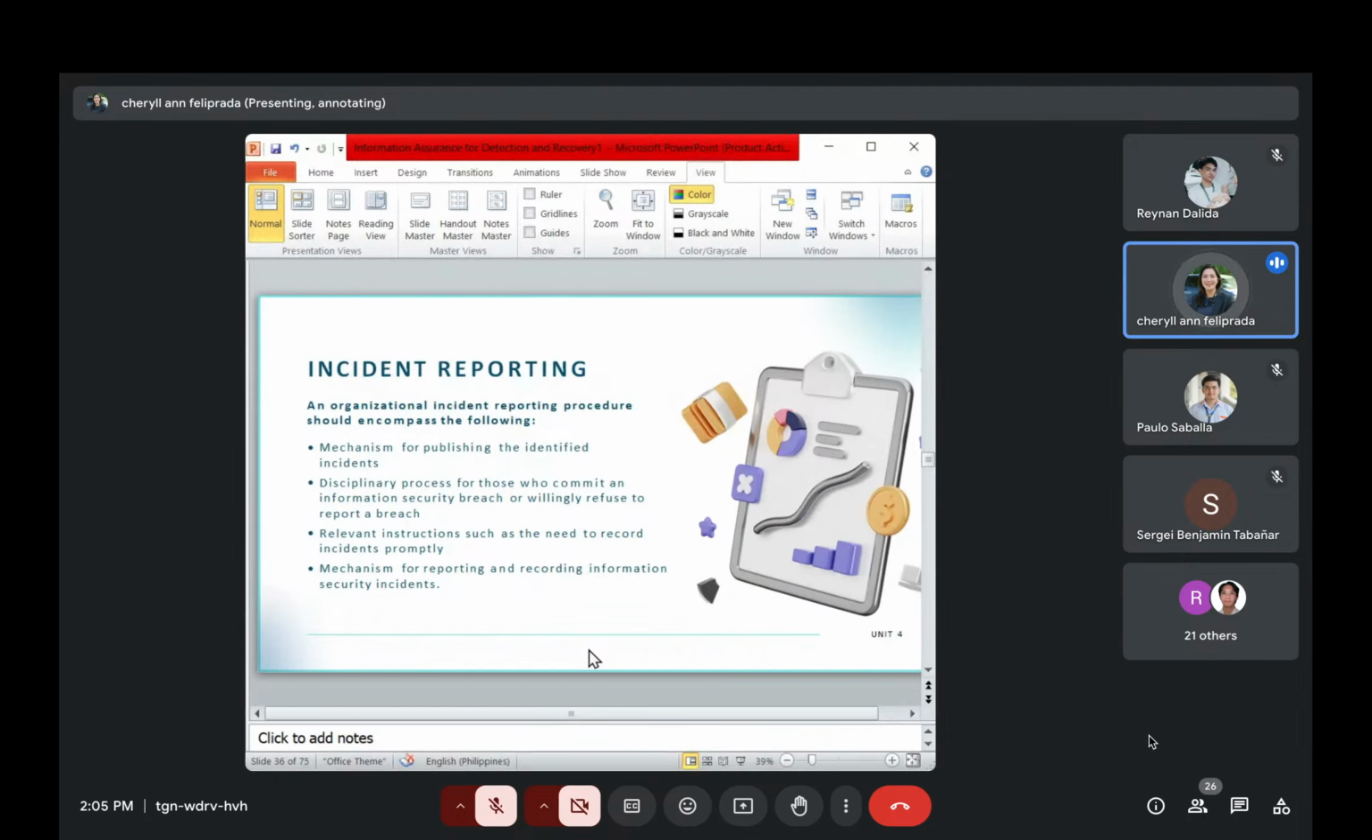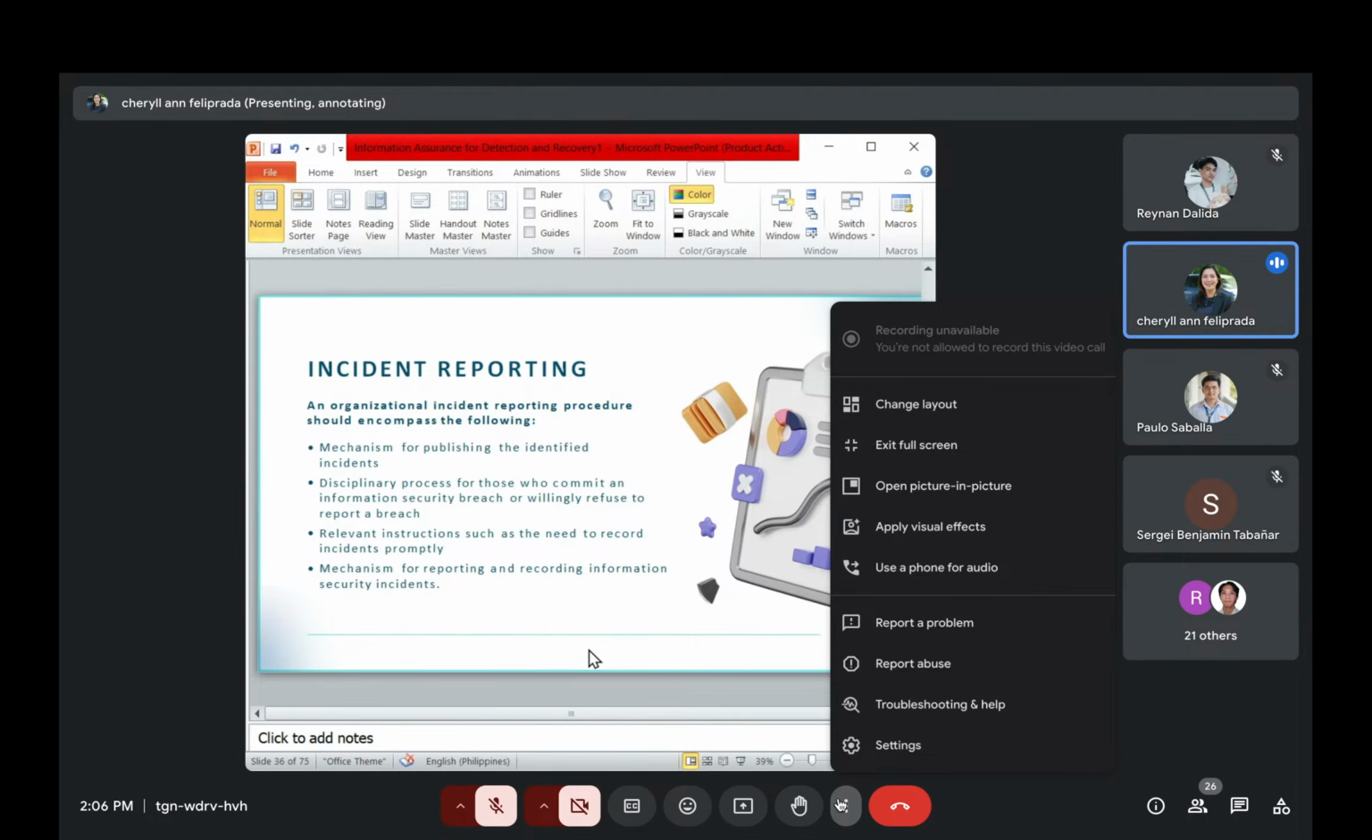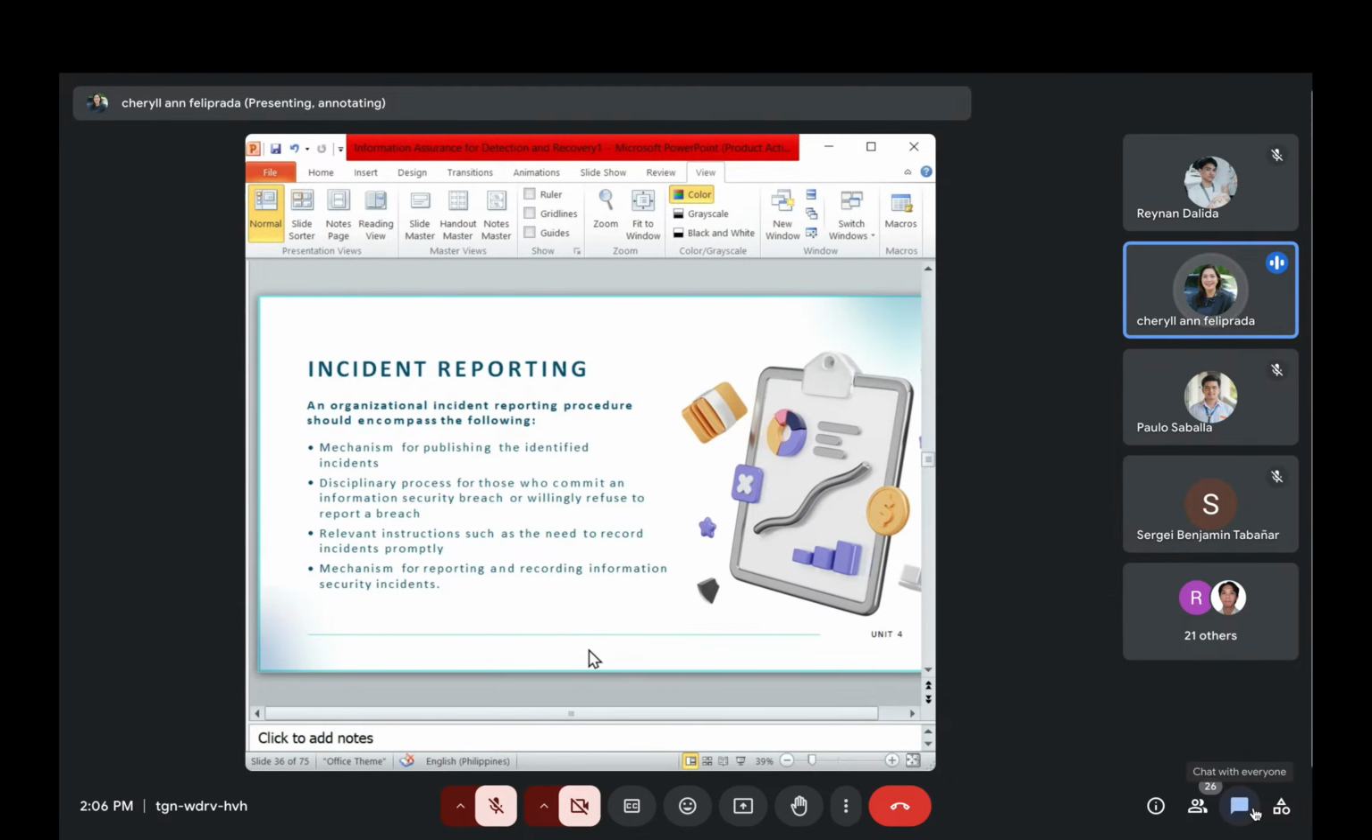If it's in the workplace, it should be work, not your personal life, because sometimes friendships will be strained because of these standard procedures. Okay?